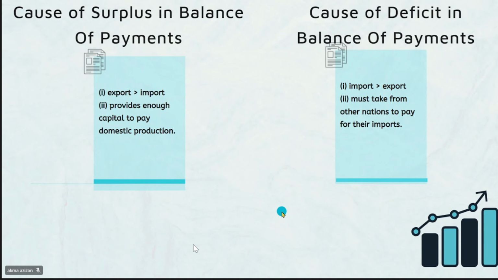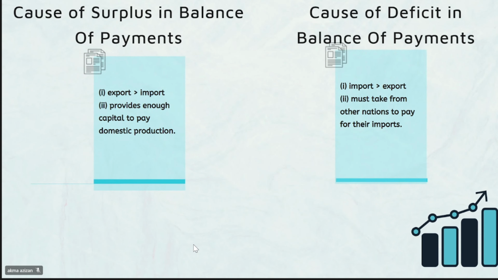Okay. A balance of payment surplus occurs when a country's total exports are higher than its imports. This helps to generate capital to fund its domestic production. With a surplus in balance of payment, a country can also lend funds outside its borders. The country provides enough capital to pay for all domestic production, and the increase in exports will boost the production in its factories, allowing them to hire more people.